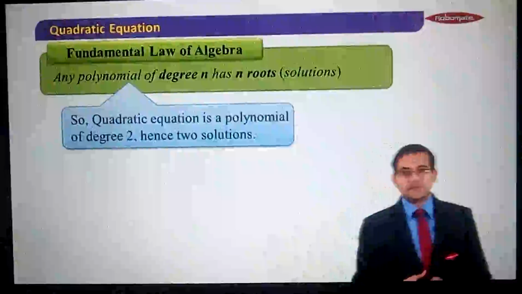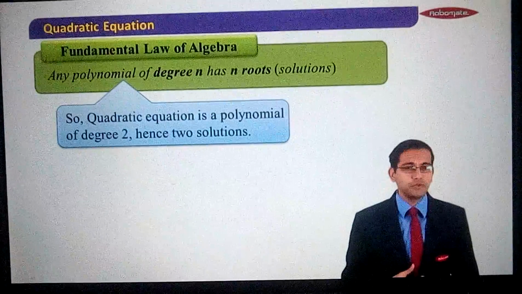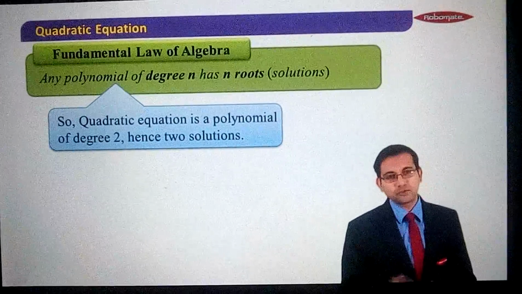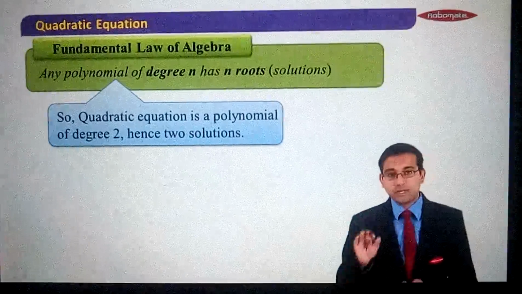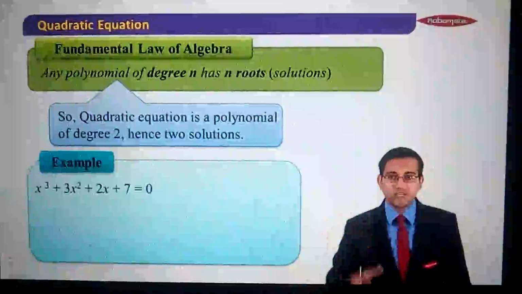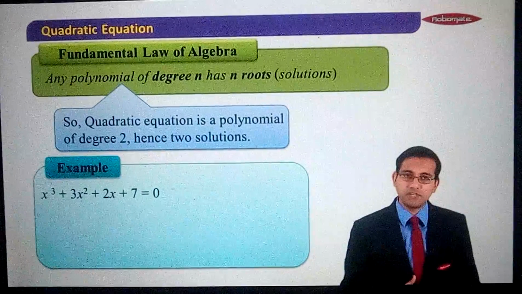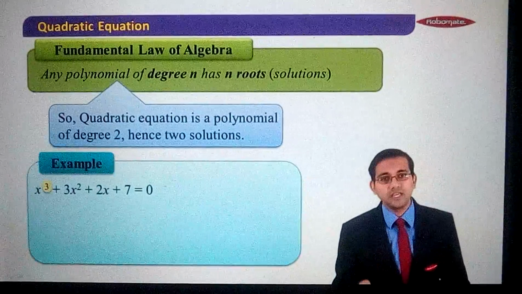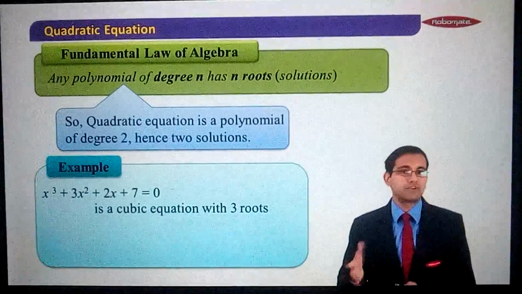By that logic, how many roots will a quadratic equation have? Yes, the quadratic equation has degree 2, so the number of roots is going to be 2 by the fundamental theorem of algebra. But please remember that the fundamental theorem of algebra helps only if it's a polynomial. Now let us see this with an example. You have a cubic equation in front of you, x cube plus 3x square plus 2x plus 7 equals 0. Here the highest power is 3, so the degree is 3, and so how many roots is this cubic polynomial going to have? 3 roots, thanks to the fundamental theorem of algebra.